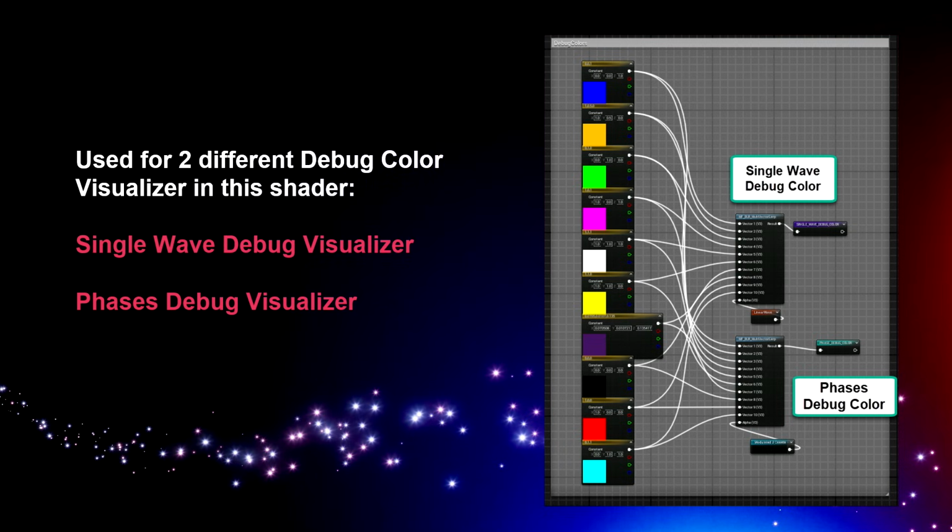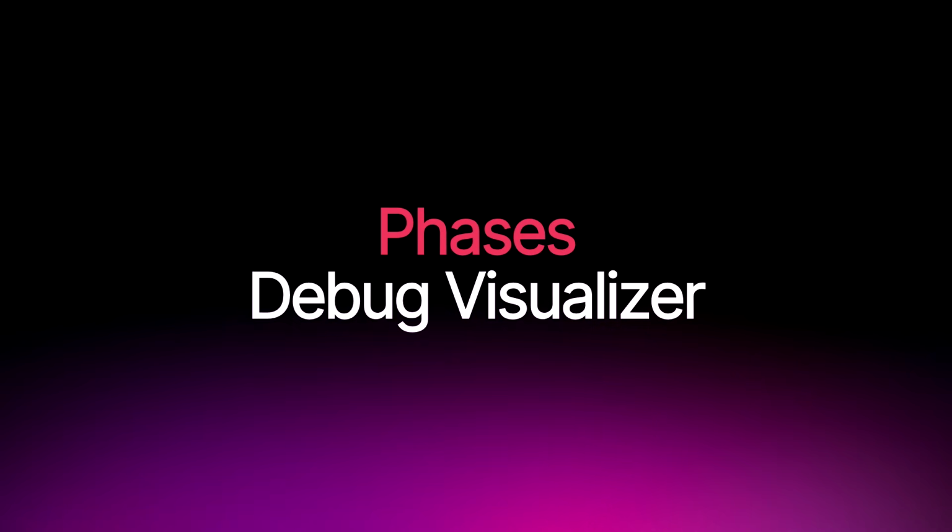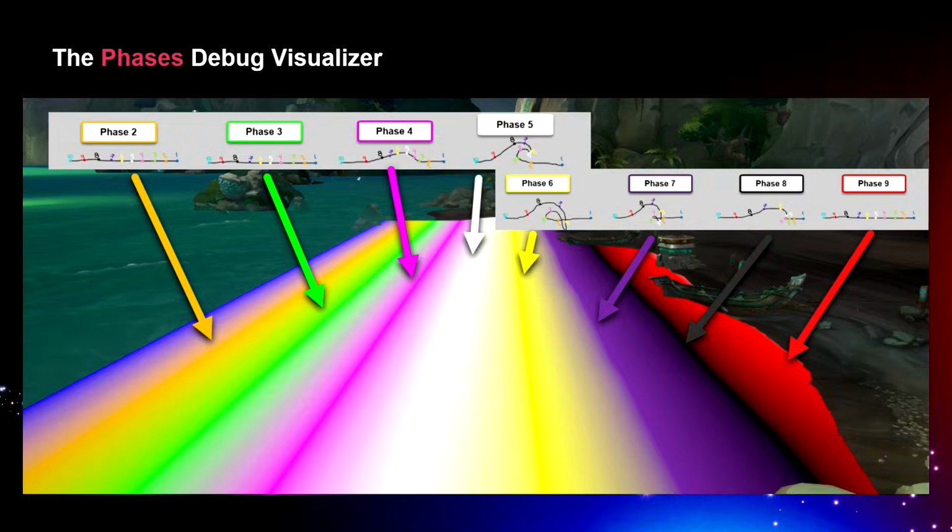So it's probably hard to see now, but both of them are using the multi-vector lerp, and both of them are using the same color scheme as input on the left side. The only difference is that they use a different input connected into their lerp alpha parameter. Let's look at what the phases debug visualizer does first. So in a nutshell, the purpose of the phases gradient is to show which phase of the wave should each section of my water mesh be displaying.